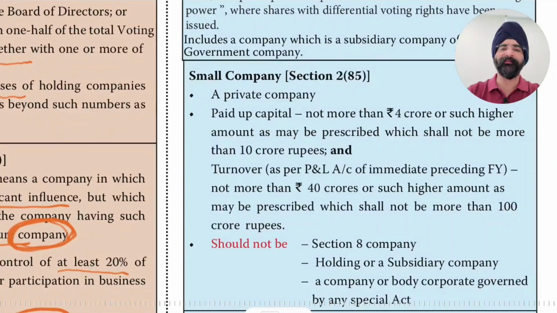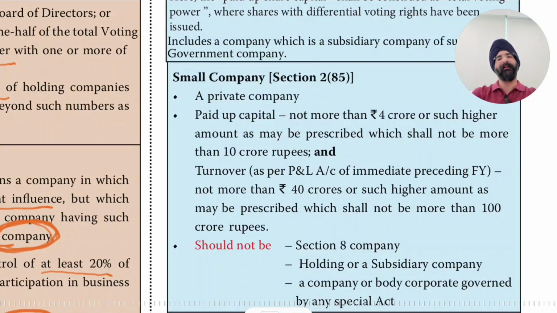Next among other types of companies is the small company. So section 2 subsection 85 provides a definition of small company. A small company is a private company. It should be very clear that this is different from MSME. The small company definition in MSME is different, and the small company definition in the Companies Act is different. Both need not be confused.